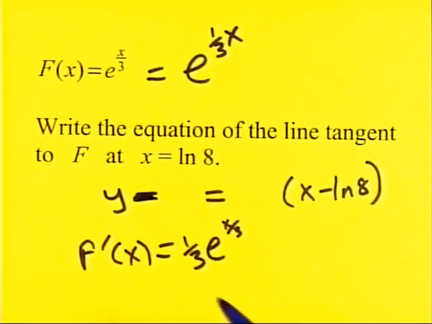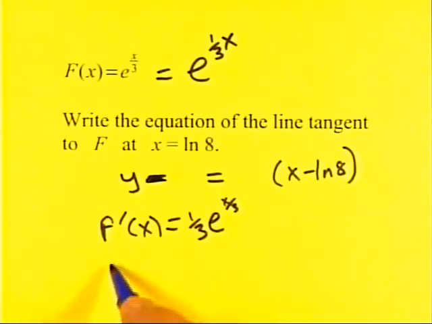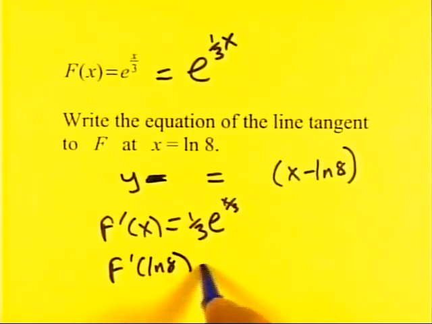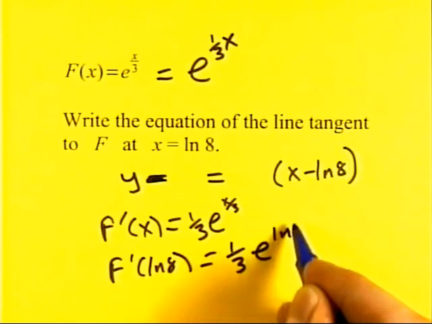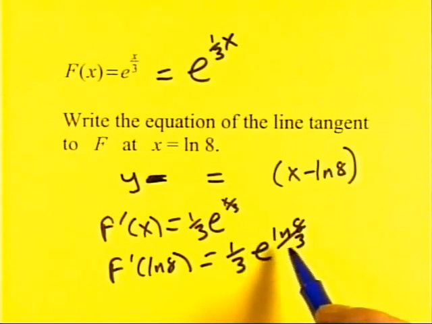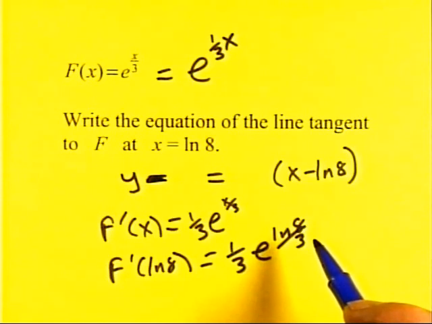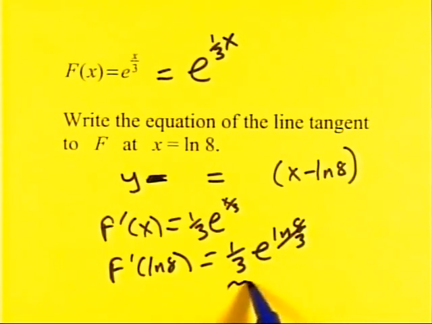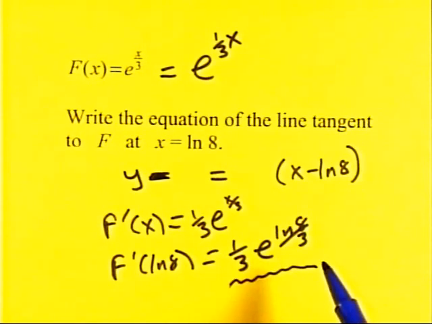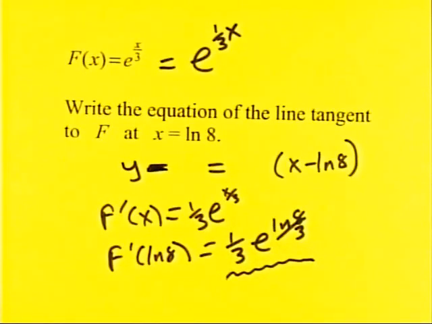So at natural log of 8, how do you find the slope? You plug in natural log of 8, but how do you simplify this? How do you find out e to the natural log of 8 divided by 3? Hold on, I gotta think. I'll give you a hint.